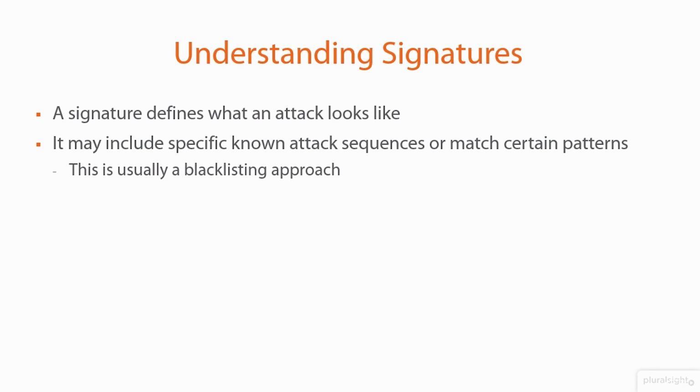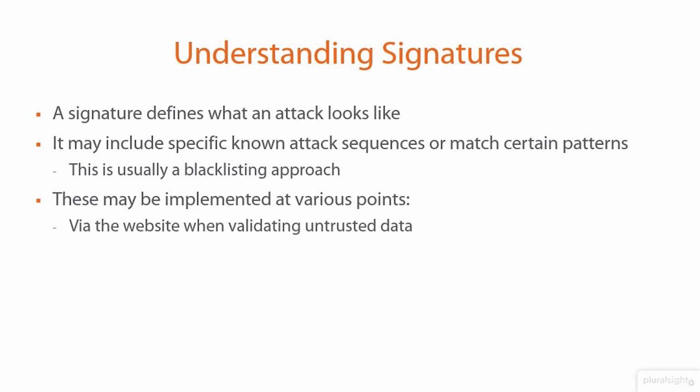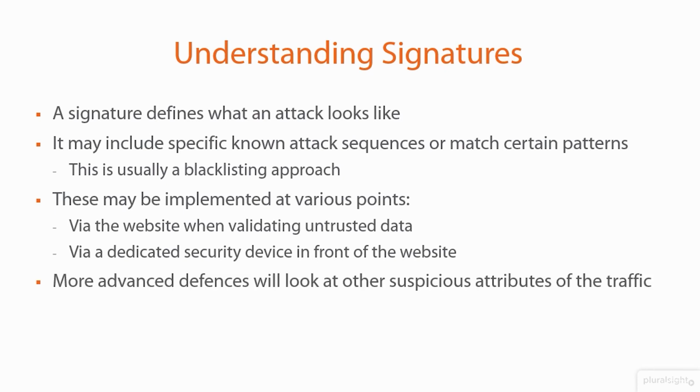Now these signatures are often implemented at various points of the application. So as we saw in the last module, they may be implemented when the website is actually validating the untrusted data. So that's built by the developer and it's in code. But as we also saw in the last module, there could be something like an IDS or a WAF in front of the website, a dedicated security appliance. So it can be something much more sophisticated and upstream of the web app. Now when you do get more sophisticated, some of these appliances can look at more advanced aspects of the traffic attributes.